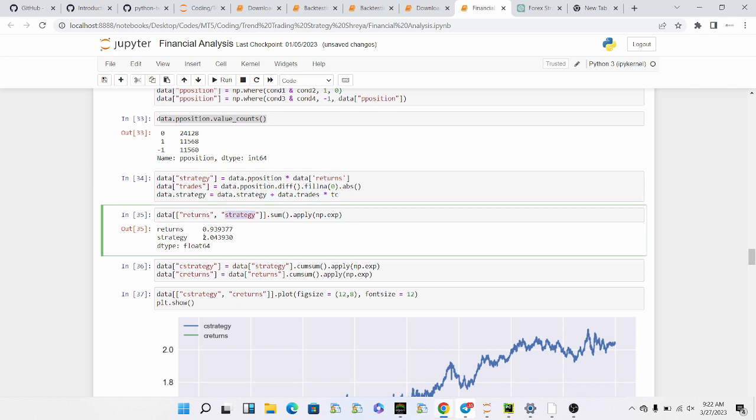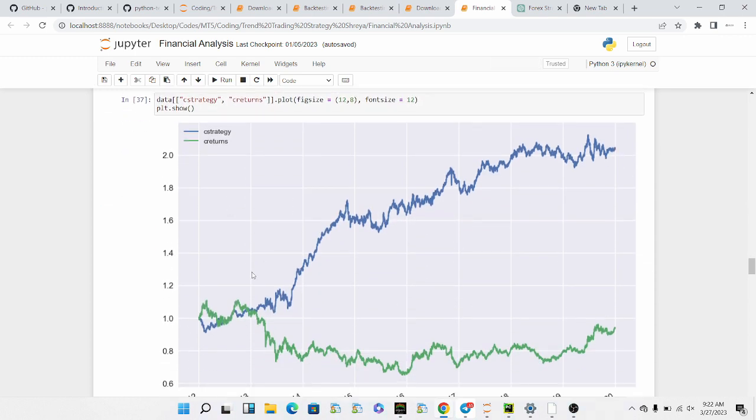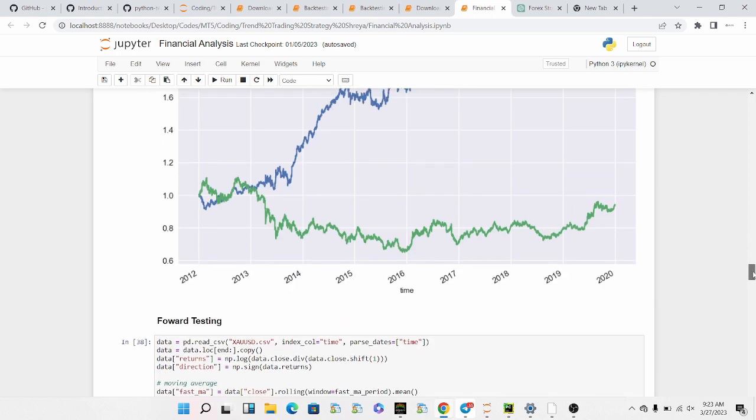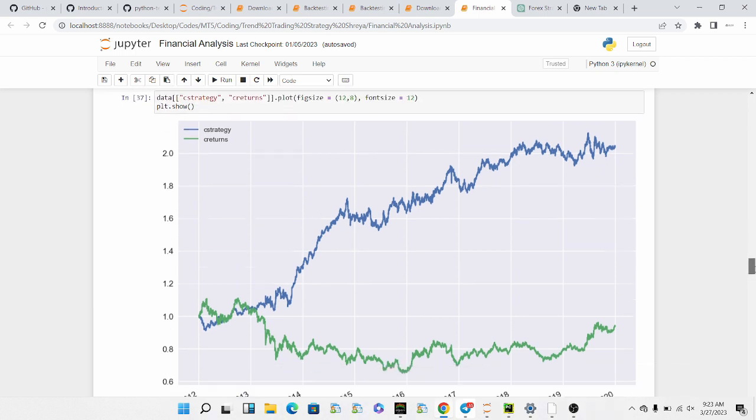We also created our strategy, a very similar thing here, and you can see our strategy now returned 2.043930, which was roughly about 104%, and returns was also in a loss. No more changes here as well. You can see where we plotted our cumulative strategy. The blue line represents the strategy, and the green line represents our cumulative returns. You can see how our cumulative strategy performed over the period of about 8 years, how our strategy performed for gold, and how the cumulative returns performance was as well.